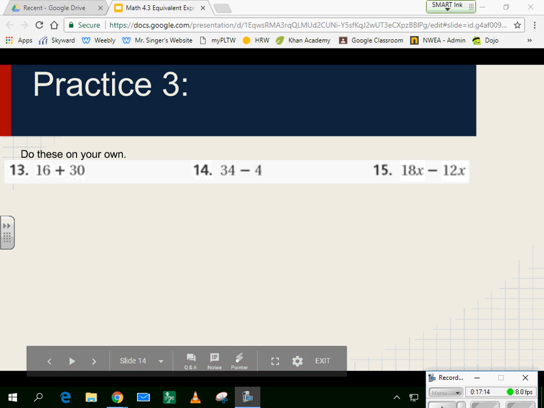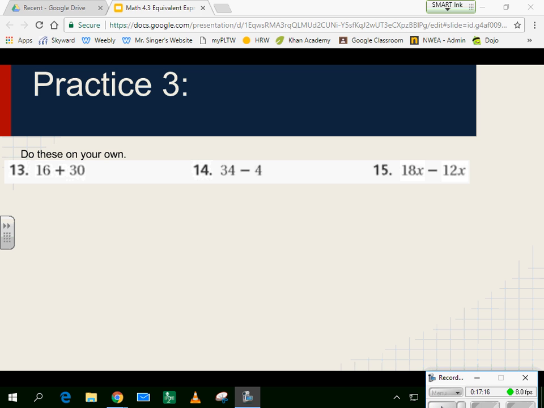All right, so on your own, I want you to find 4 equivalent expressions of 16 plus 30, 34 minus 4, and 18x minus 12. So simply put, you could try to add or subtract them first, and then you're going to work through the greatest common factor and sum and rewriting them different ways. Good luck. Come back when you got them. Oh, before we do that, let's do 13 together.